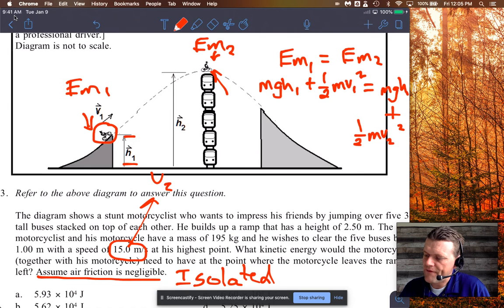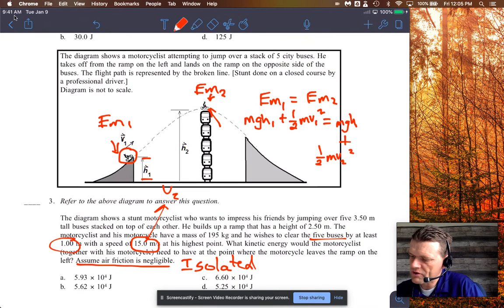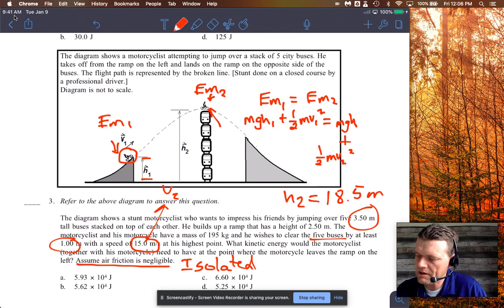He wants to clear the 5 buses by 1 meter, but what is each bus? Oh, 3.5 meters. Sorry, there it is right there. So basically, we've just got to go 5 times 3.5 is 17.5 plus the meter. So height number 2 is going to be 18.5 meters. That's the height that he wants. So anyway, I won't do all the math here, but what I'm hoping you'll see is that getting the setup here is the hardest part. The math I don't think is too bad.